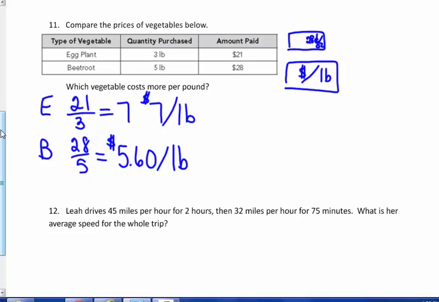So which vegetable costs more? Eggplant, $7 per pound. Which vegetable costs more? That's the question. So I have to answer the question. It doesn't say how much are they. We had to figure that out to answer this question. Which vegetable costs more? The eggplant costs more.